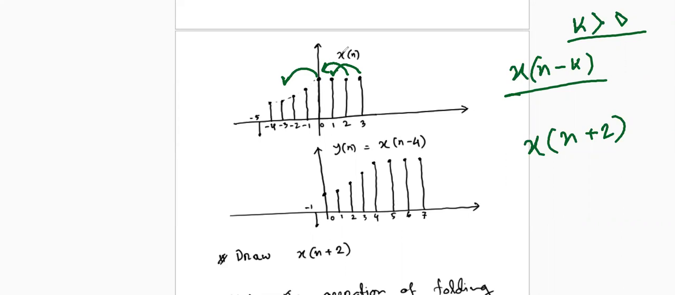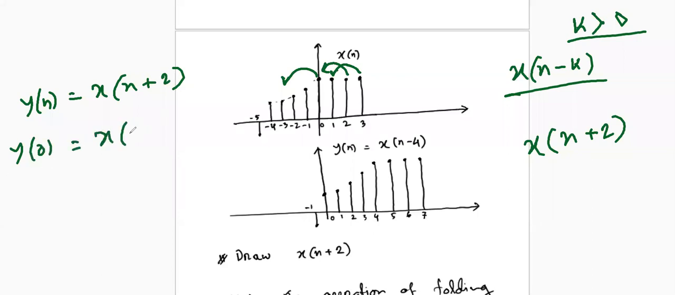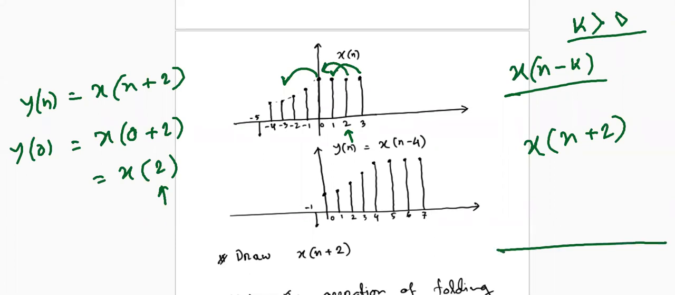How could you find the value? Similarly, y[n] is equal to x[n+2]. So if I want to find the 0th sample of y, that is equivalent to n = 0 plus 2. That means x[2]. Where is that 2? This is from your mother function, this. That means that is the sample at y equals 0.